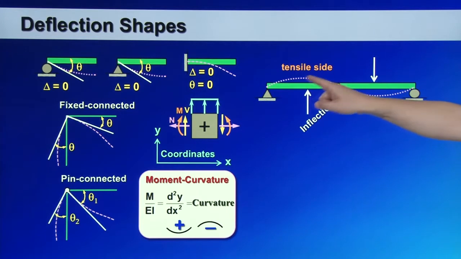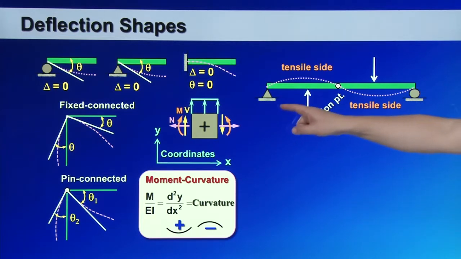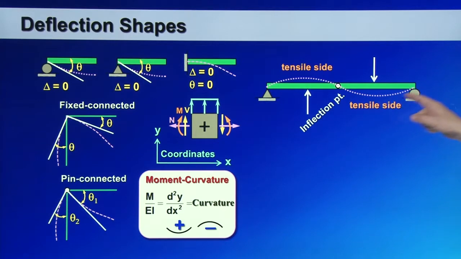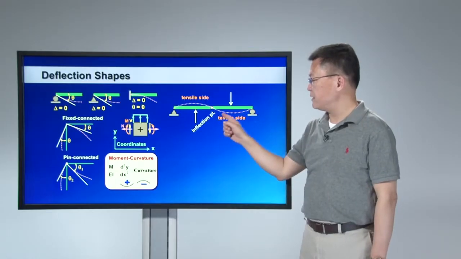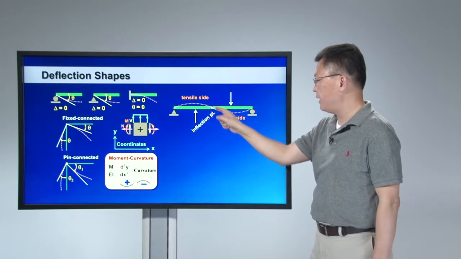So this is an indication that I have a concave curvature or negative bending moment. And this is an indication that I have a convex curvature or positive bending moment. So from negative bending moment to positive bending moment, there must be somewhere in between one point where the bending moment is equal to 0. That point we call the inflection point. It's also a point telling you that curvature should be equal to 0, because this is a negative curvature and this is a positive curvature.